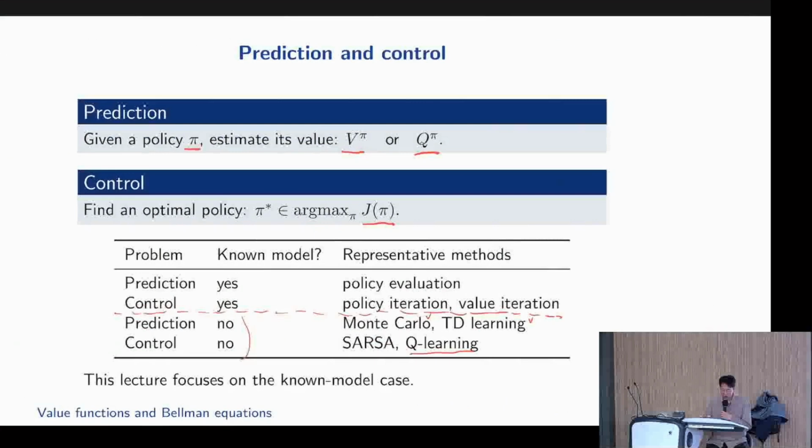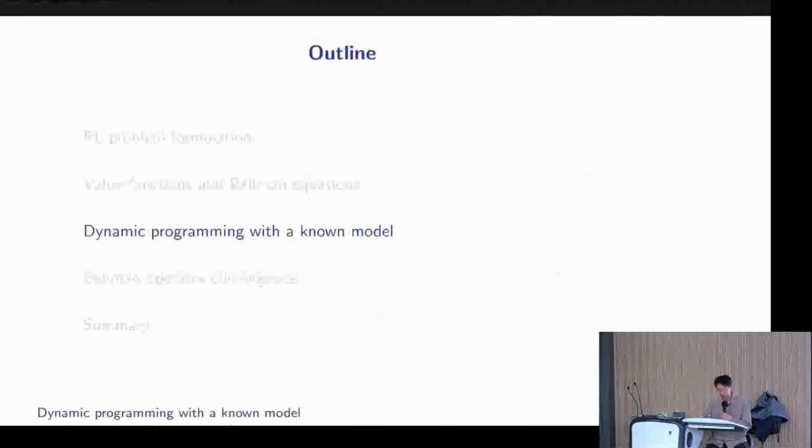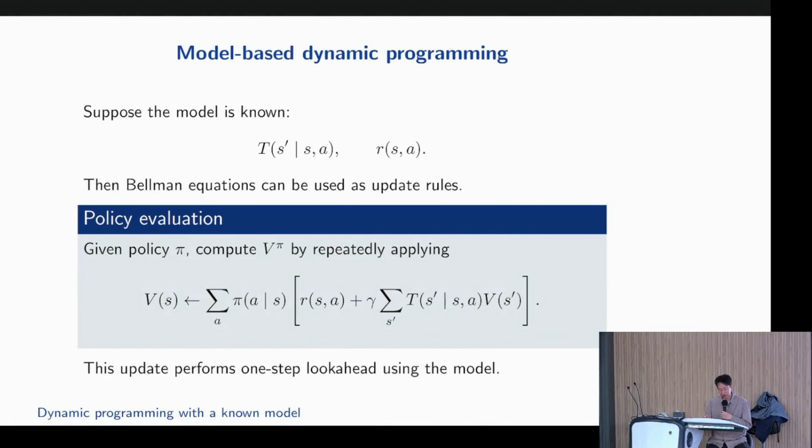So how are we going to solve this? We're going to do dynamic programming. So we're going to assume the model is known. We have access to the environment distributions, which is in real life never the case.